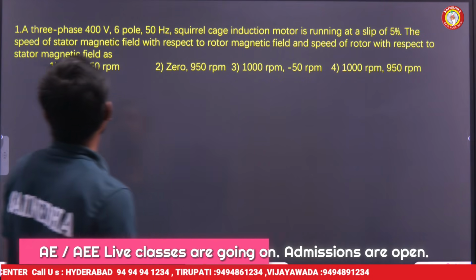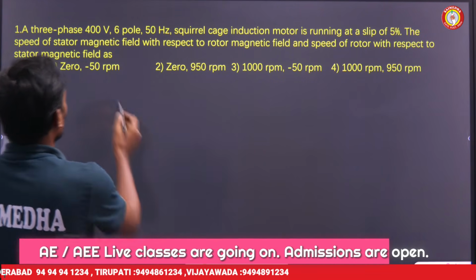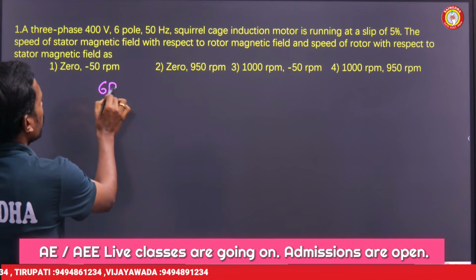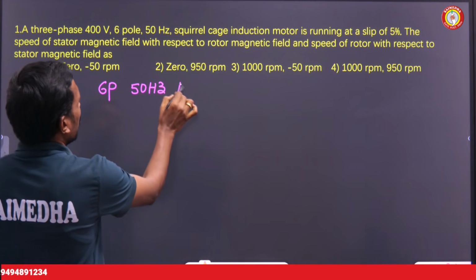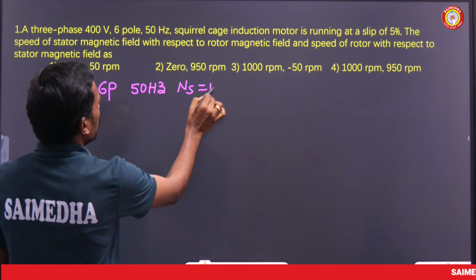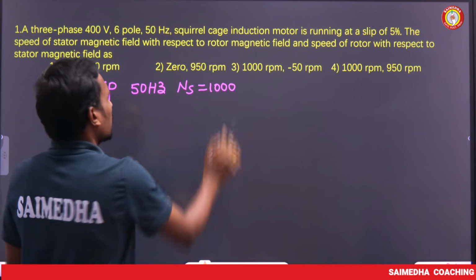Let's see this question. A 3-phase 400 volts 6-pole 50 Hz. The first thing: 6-pole, 50 Hz. Then what you observed from this, its synchronous speed is 1000.